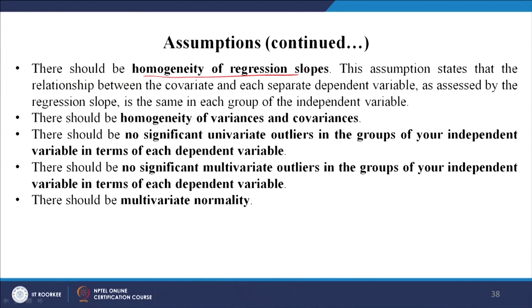Homogeneity of regression, again like ANCOVA, has to be checked, okay. Homogeneity of variance and covariance have to be checked. There should not be any significant outliers, okay, that was also the same, right. There should be no significant multivariate outliers. This is both for outliers, so we will keep it normally, and normality should be present. And one more thing, missing data should not be there.